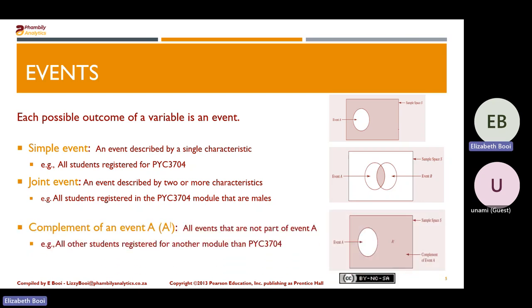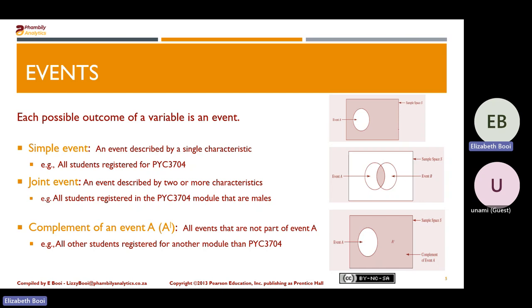Then we also have what we call a complement event. A complement event will be the event that is included, but not in the original event that you are looking at. For example, if I'm taking an example of a coin and I'm creating this event of tossing the coin and it must land on a head. A head is the event that I'm looking at. The complement of the head would be the other outcome that is also included, which is the tail. So the complement of a head is a tail. The complement of a tail is a head.